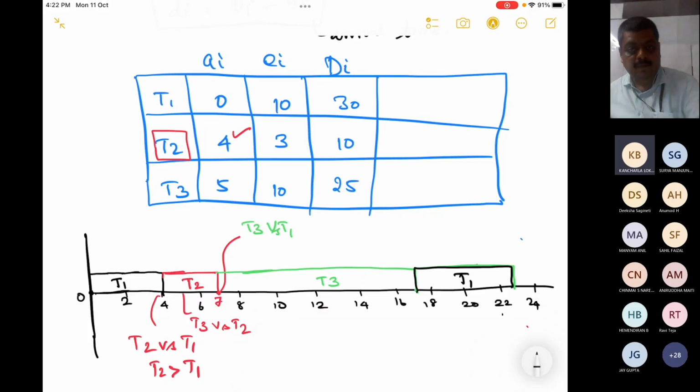So T1 runs. Okay, T1 completed at 23. Though it was released at 0, it completes on the CPU only by 23. That means T1 is a low priority task. It has to keep on waiting whenever a new task comes in. So now here there is a preemption.